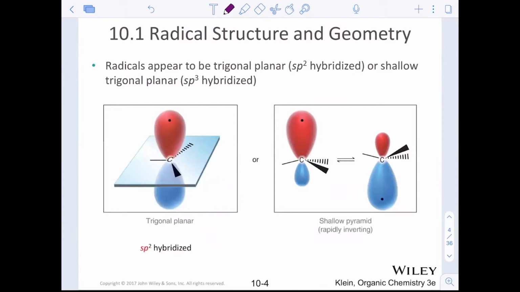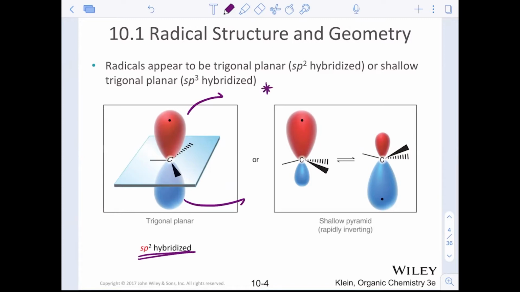A radical is somewhere in between. We are going to call it sp2 hybridized for this class. We are going to see it's more like a trigonal planar intermediate than a shallow tetrahedral or trigonal pyramidal one. But it is more planar in nature. What that means for us is that when this reacts, it can react from the top side or from the bottom side when it's going to attack something.